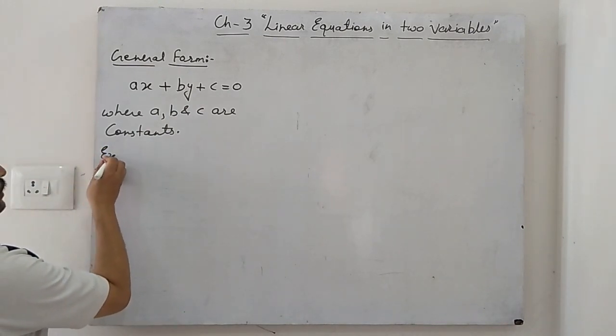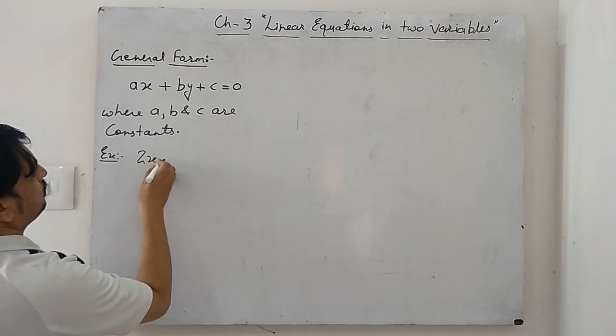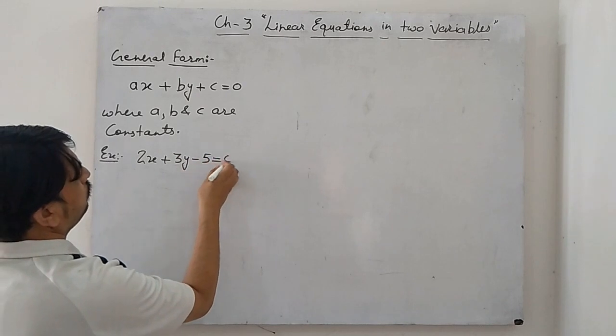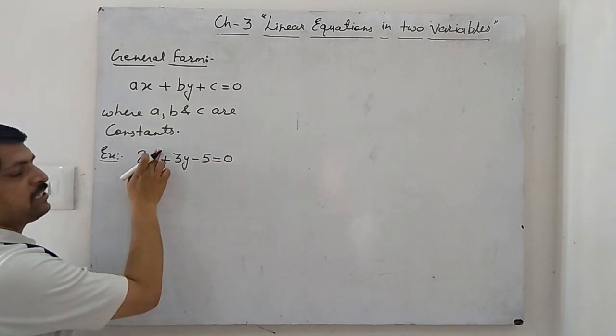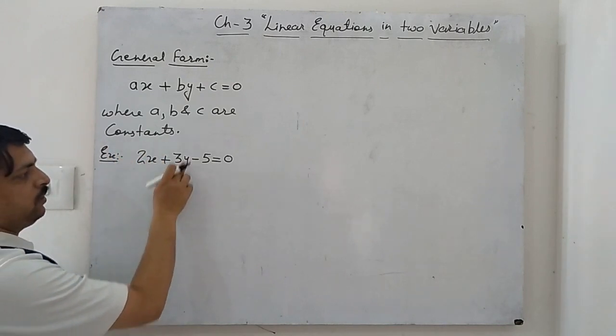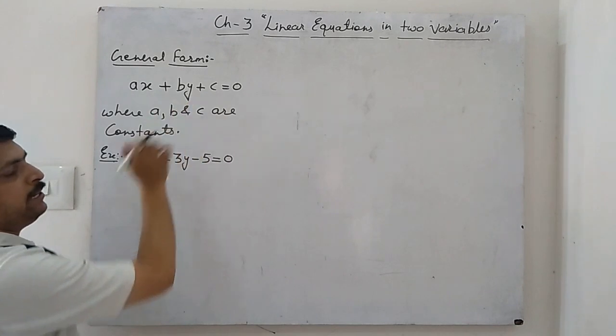We can take some examples. Let us say we have the equation 2x plus 3y minus 5 equal to 0. So the highest power of x is 1. There is no power written, which means by default it is 1. The highest power of y is 1. So it is the form of a linear equation.